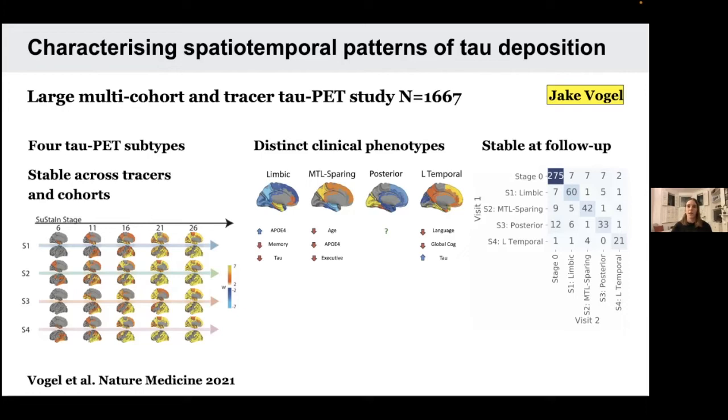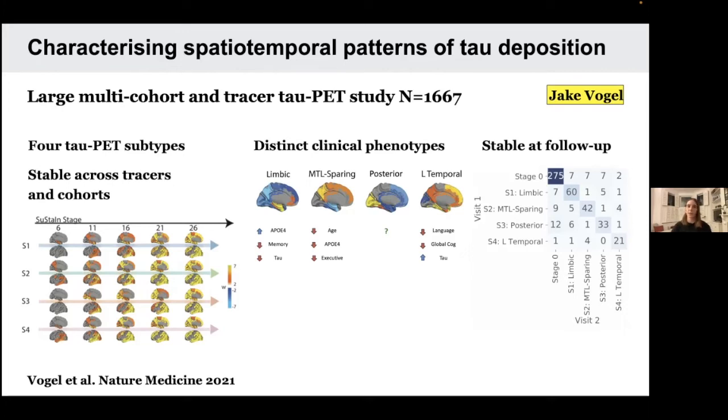He then looked at the clinical phenotypes of each subtype and found that the four subtypes were associated with different clinical phenotypes. So the limbic predominant subtype tended to have more APOE4 alleles and worse performance on memory tests, whereas the medial temporal lobe sparing subtype tended to be younger with fewer APOE4 alleles and worse executive function. And then the lateral temporal subtype tended to have worse performance on tests of language and global cognition.